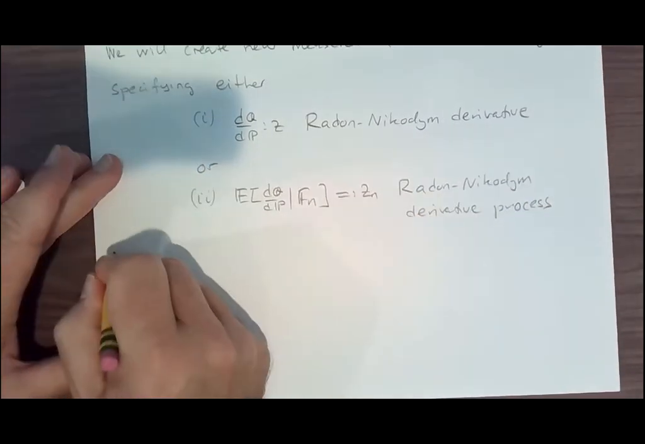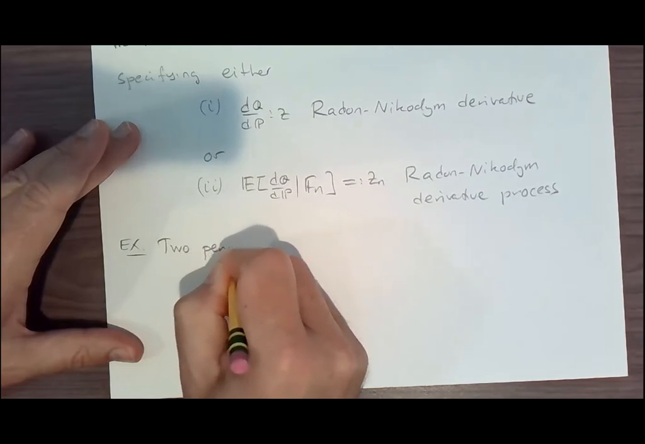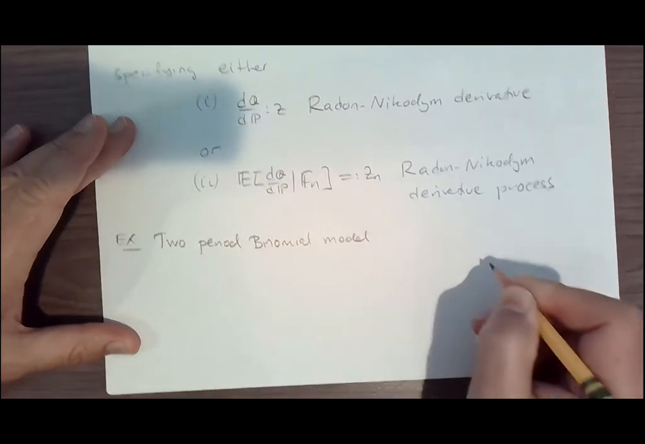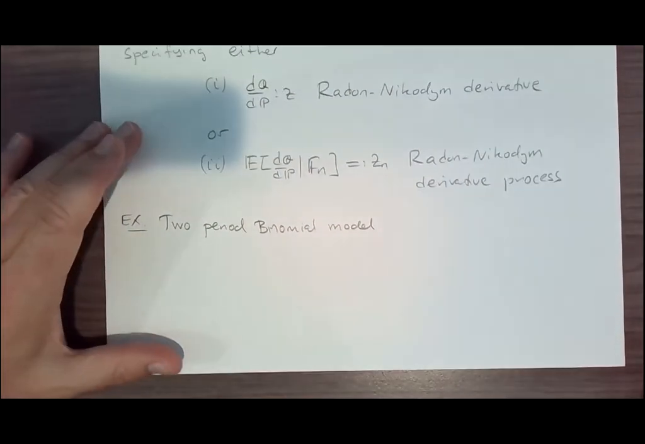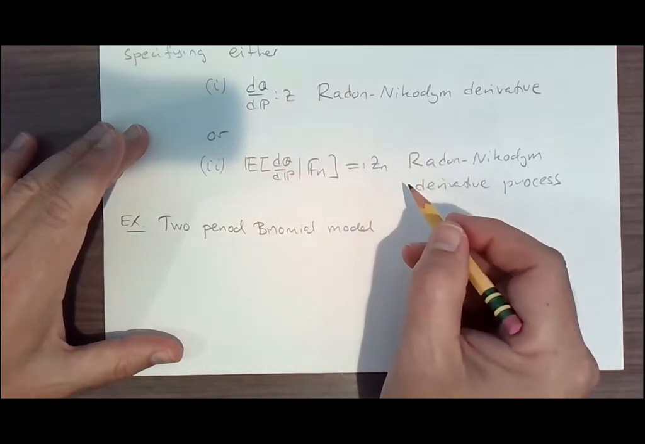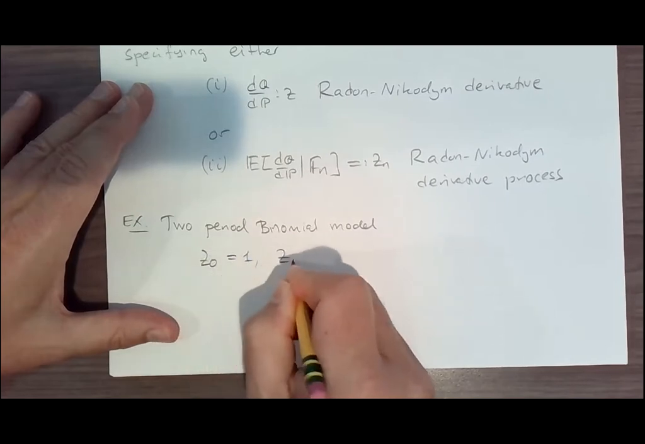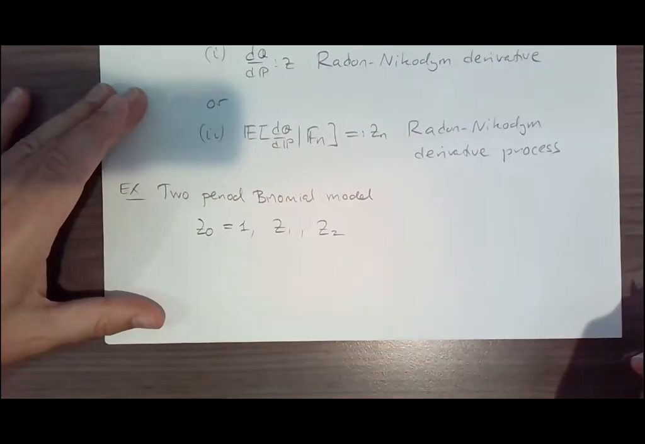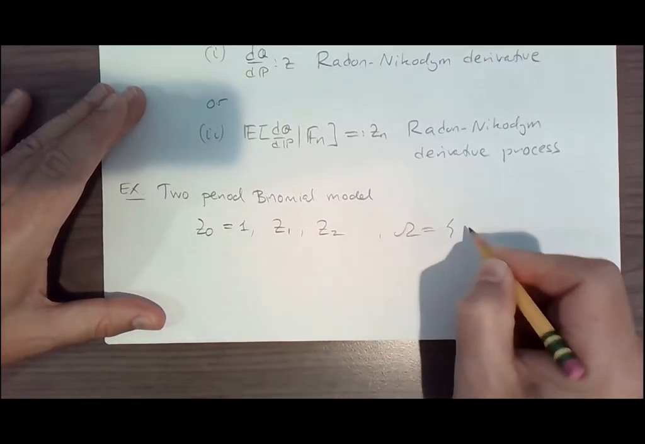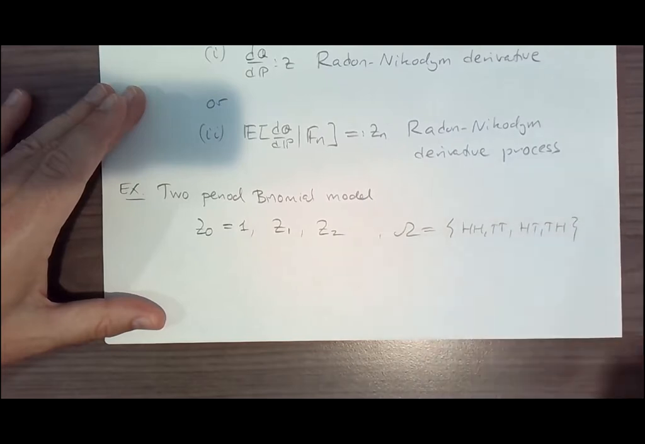So for example, if you have a 2-period binomial model, then I can specify the Radon-Nikodym derivative, or I can specify Z2. In a 2-period binomial model, you'll have Z0 which will be 1, you'll have a Z1, and you'll have a Z2. So for example, how do I get Z2? My omega here is HH, HT, TH, TT.